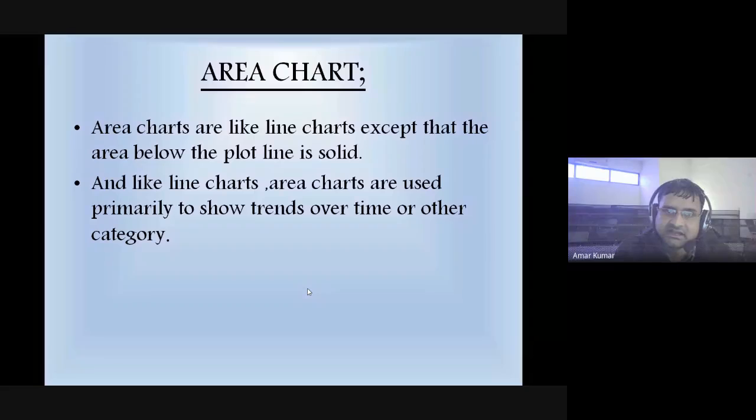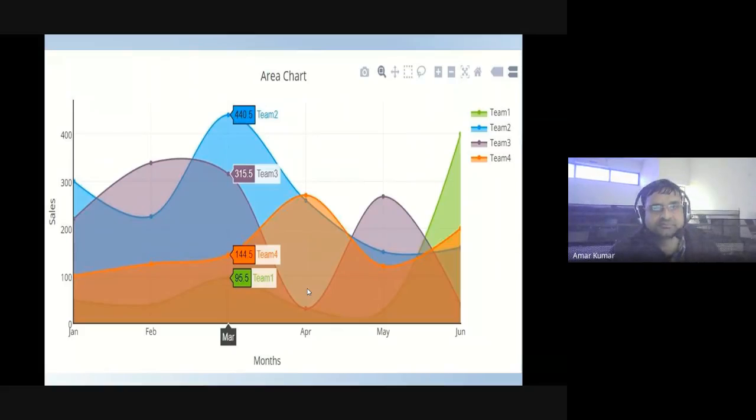Area charts are like line charts, except that the area below the plot line is solid. Means there are solid plots available. In a line chart, there are no solid plots available. And like line charts, area charts are used primarily to show trends over time or other categories. We can see the area chart over here.